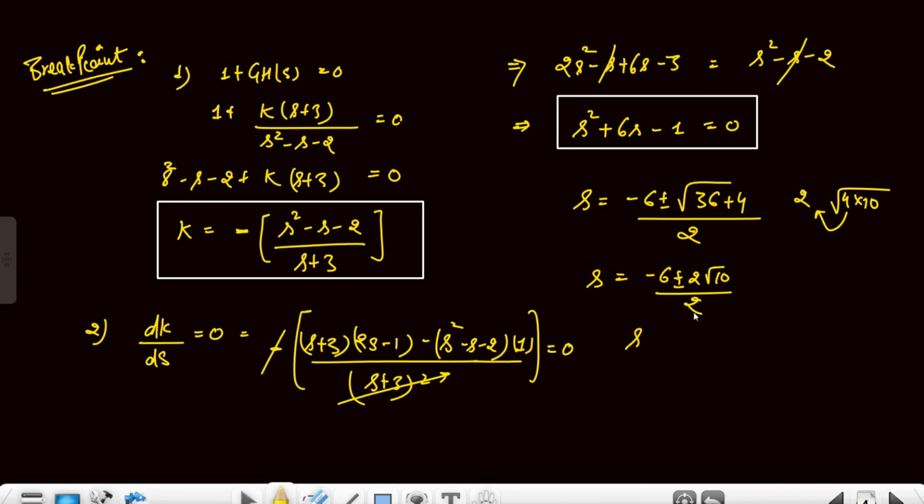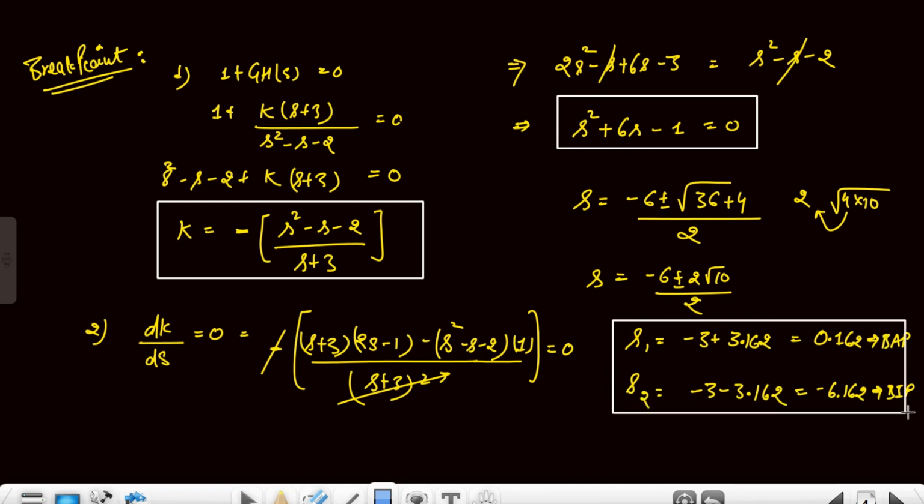So the first root will be minus 3 plus under root of 10, and the value of under root of 10 is 3.162. So the first root will be this, and the second root will be minus 3 minus 3.162. So this value will be 0.162, and this is the breakaway point. This is the breakaway point, and this value will be minus 6.162, and this is the break-in point. So these two values are the breakaway and break-in points.